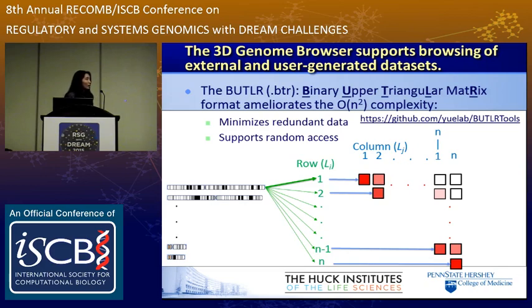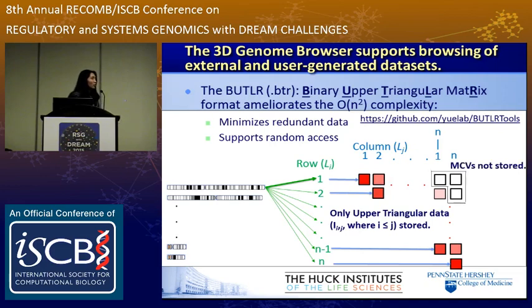We also aim to minimize redundant data. The way we do that is that only the upper triangular data is stored, so where i is less than or equal to j, that part is stored. And then we also remove the most common values, which is usually 0 for most Hi-C matrices, so these are not stored. This really compresses the data.